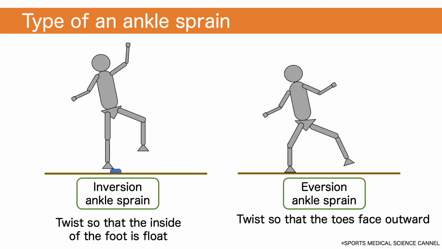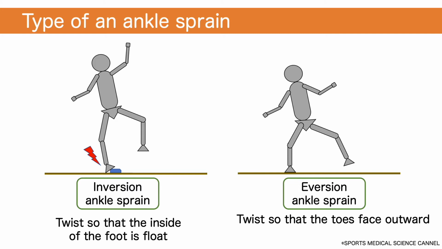An ankle sprain can be divided into two types. The first is the inversion ankle sprain on the left side of the screen. This injury twists so that the inside of the foot is floated. This injury occurs when you step on another player's foot during a jump landing, or when you stumble while running. This injury often damages the lateral collateral ligament of the ankle, which is the ligament located on the lateral side of the ankle.